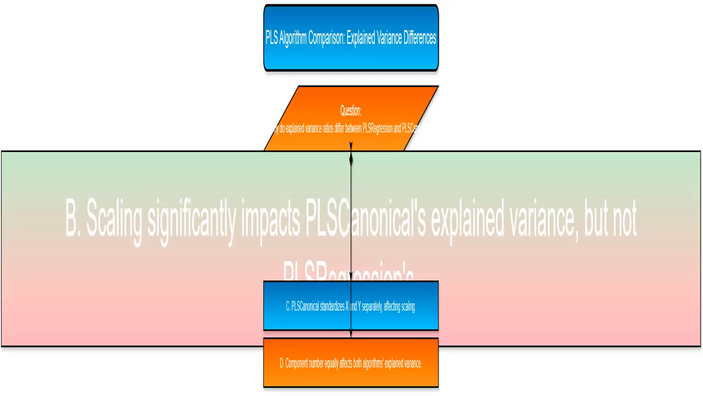PLSCanonical is really sensitive to how your data is scaled because it works with correlations. Remember, correlation is about the relationship between variables, and that relationship can change dramatically if some variables have much larger values than others. PLS regression, however, is more concerned with overall covariance, which is less sensitive to these scaling changes. Imagine it like this. Covariance is about the overall spread and direction of data points, while correlation is about the tightness of the relationship. Scaling changes the tightness but not necessarily the spread.